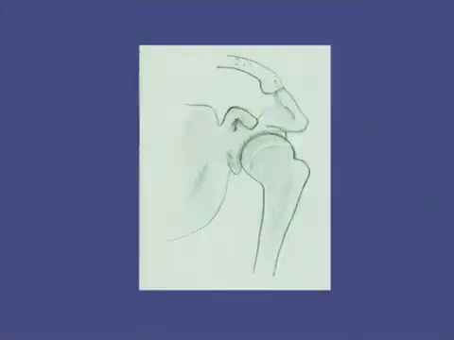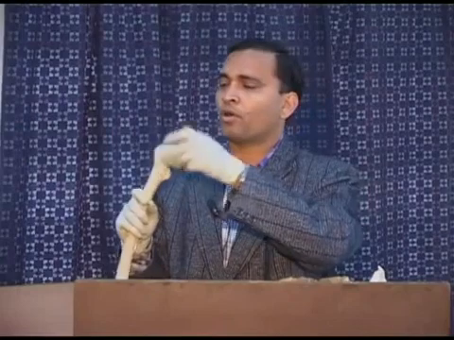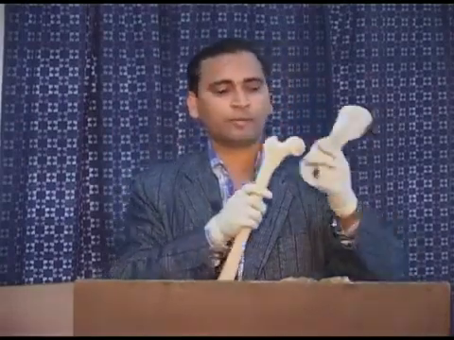Now the most important and strongest joint, with a lot of degrees of freedom, is the ball and socket joint. A ball-like surface of one bone fits into a cup-like depression of another bone. Example, shoulder and hip joint. The ball-like surface fits into the cup-like socket.